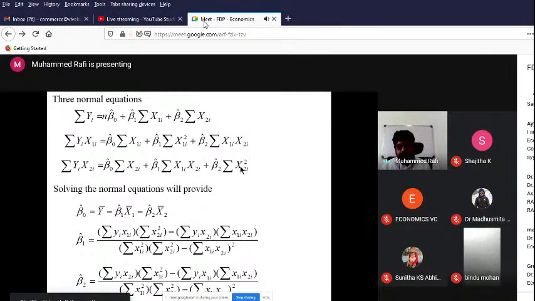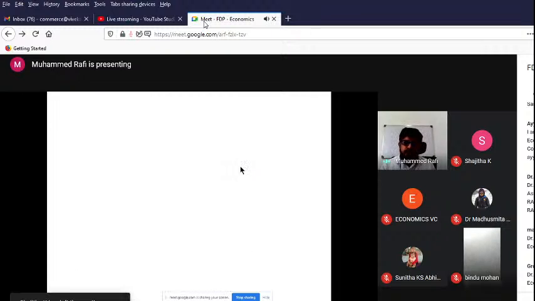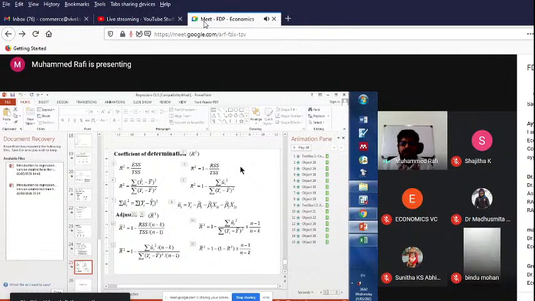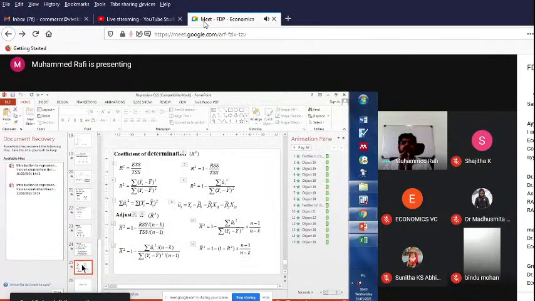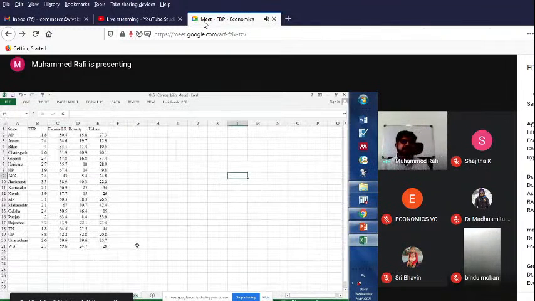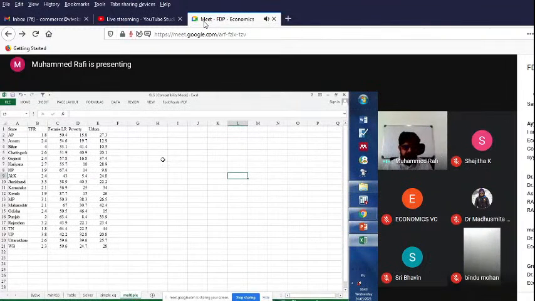Now, I'll take an example and go for the multiple regression model. But before that, I'll explain about the R square. So R square again explains the variation in the dependent variable, which can be explained by the independent variables. Now, I'll go for the multiple regression where we have three variables.